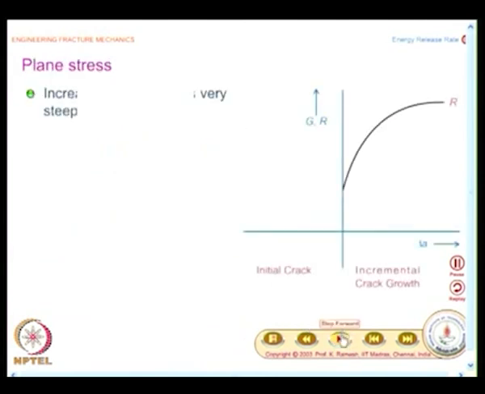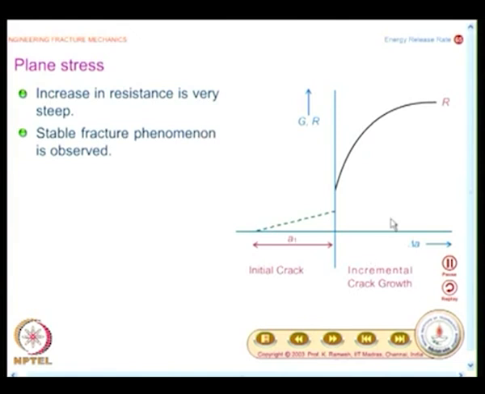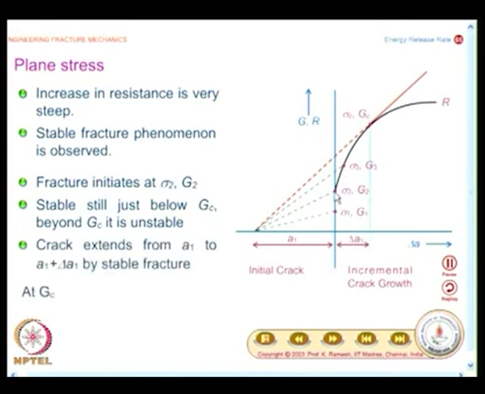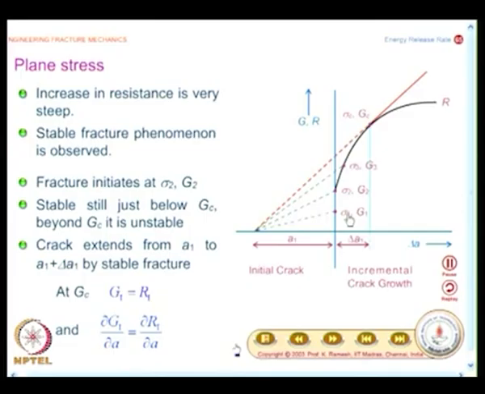Let us look at a plane stress situation. In a plane stress situation, what happens? The nature of the R curve is totally different. It is very steep. When you have stress as sigma 1, the corresponding energy release rate is G1, which is far below the value of R. So, nothing will happen, the crack will remain as such. Suppose I keep increasing the load. When I increase the load from sigma 1 to sigma 2, that is a time where G becomes equal to R. So, now fracture instability is possible.